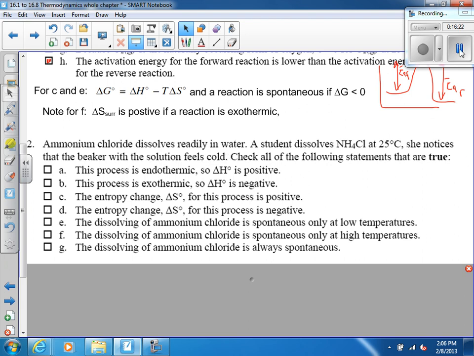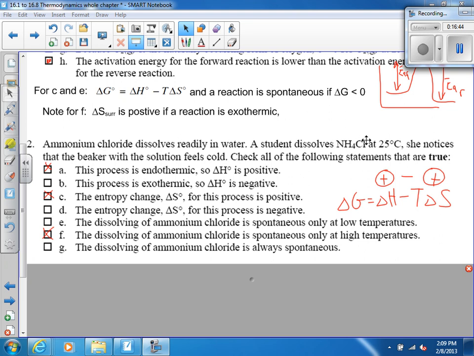I'm going to pause and put in the answers. So make sure you paused it. I'm pausing now. Okay, here are your answers. The beaker got cold, which means the reaction took heat out of the water. The reaction is endothermic, the process. We're going from a solid and then forming ions.